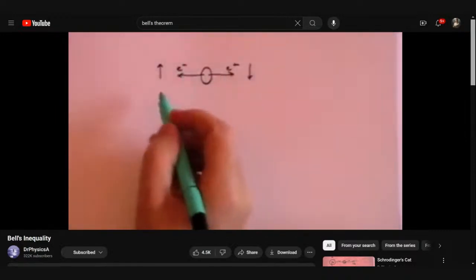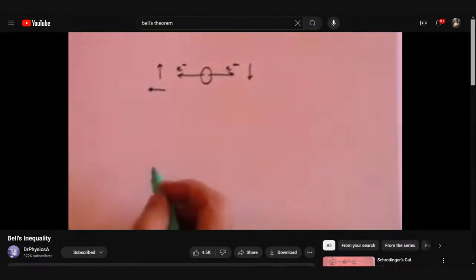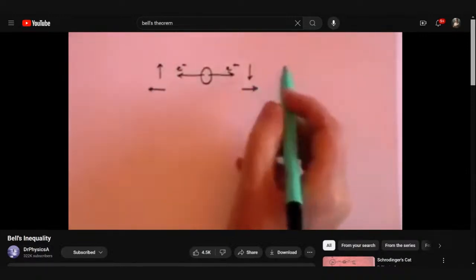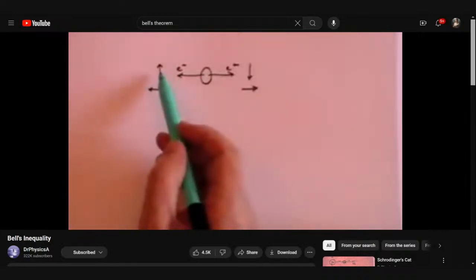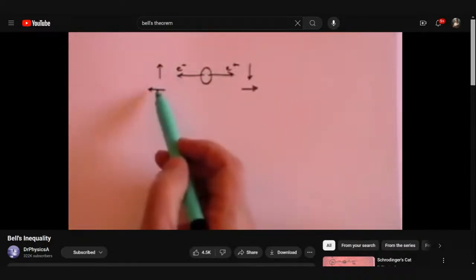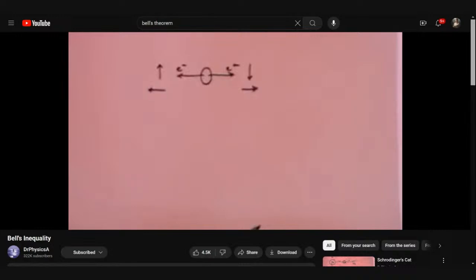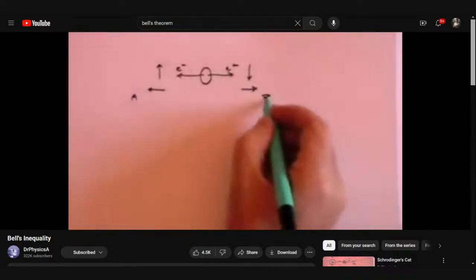Similarly, if you measure the spin along, say, the x-axis, and you find it's in that direction, then were you to measure the spin along the x-axis of the positron, it would always be in the opposite direction. Now, Heisenberg's uncertainty principle says that you cannot know simultaneously both the spin in the z direction and the spin in the x direction. But this appears to suggest that you can, because here is an observer Alice, and here is an observer Bob.